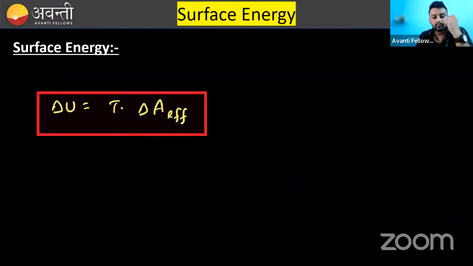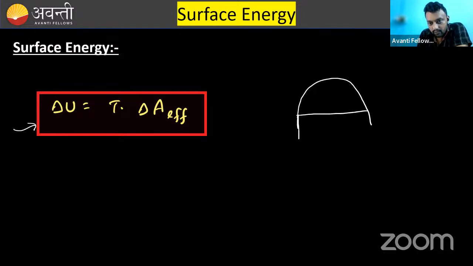Now, moving further, one more formula that you can remember. After that, we will do two questions and complete the session. Surface energy: the energy that is stored is surface tension into delta A effective. One thing that is very important to understand is what delta A effective is. Let's take an example. Let's suppose this is a wire, or you can say this is a loop.